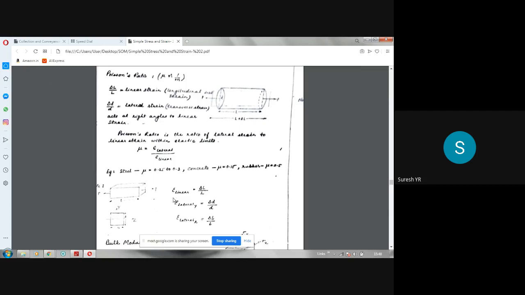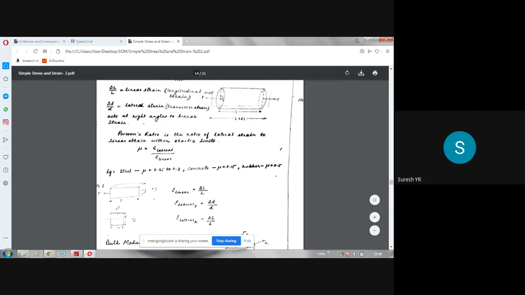That means what I wanted to say is, in the case of circular bars, x direction is length, y and z both are equal to diameter. So this is y, this is z. So both are equal to diameter. Whereas in the case of rectangular bar, x direction is length direction, and I have taken depth direction as y direction and width as z direction. Then this is the expression for lateral strain. So linear strain and lateral strain.